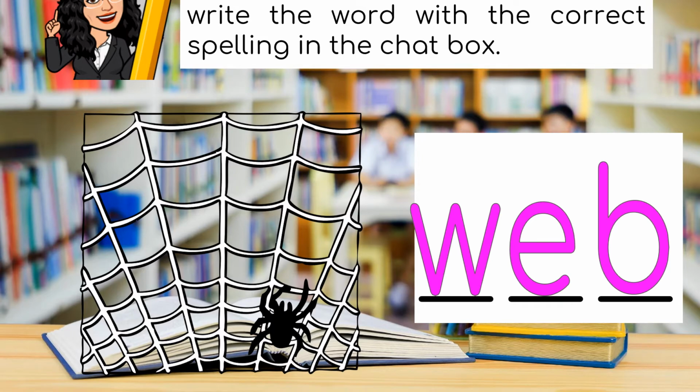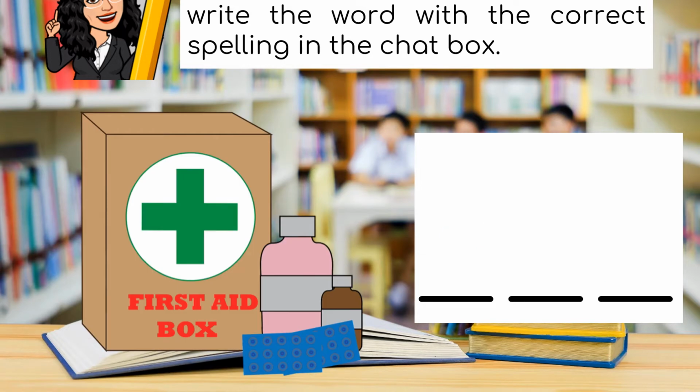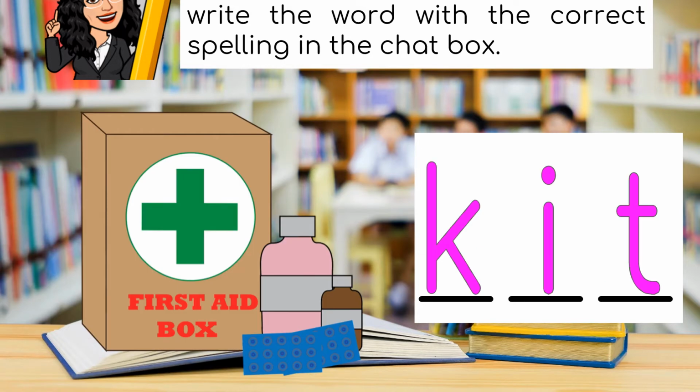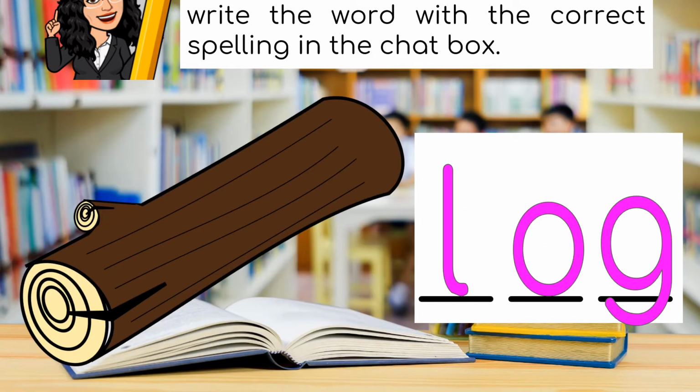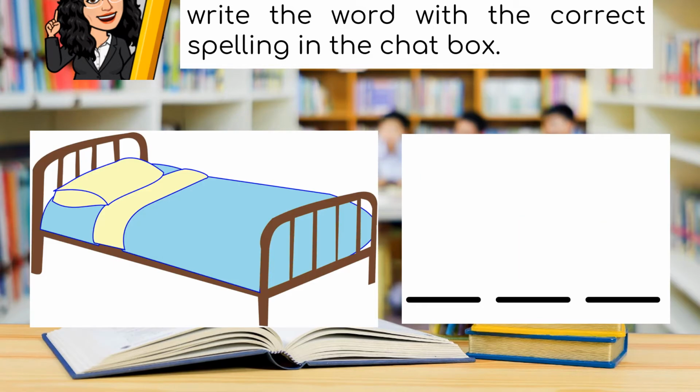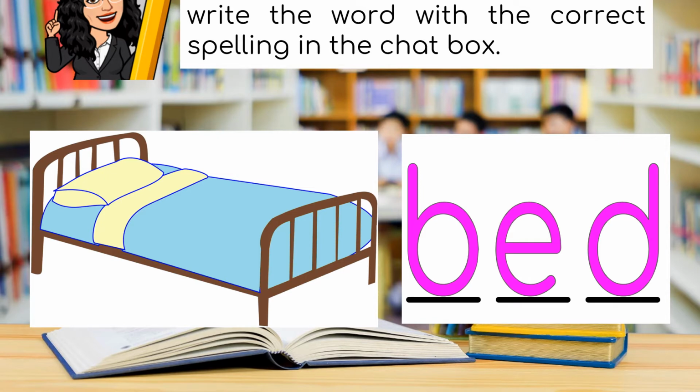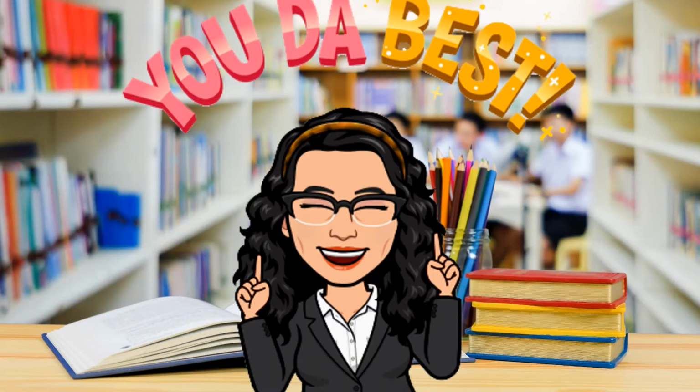Web. W-E-B. Web. What is the correct spelling of the name of the picture? Kit. K-I-T. Kit. What is the correct spelling of the name of the picture? Log. L-O-G. Log. What is the correct spelling of the name of the picture? Bed. B-E-D. Bed. Did you answer all the words correctly?